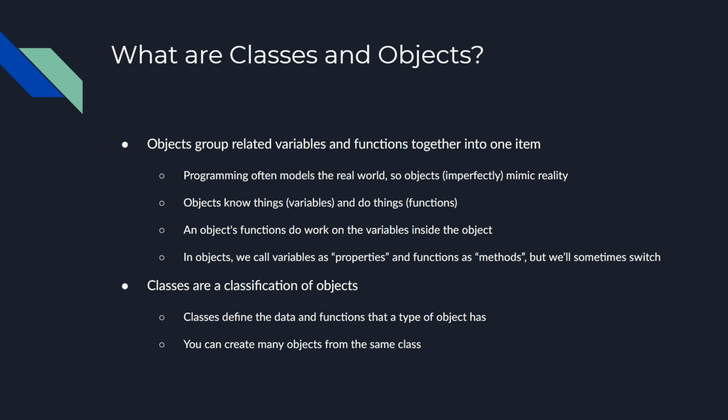And from the class, again, like the blueprint, you can create many objects from the same class. Okay, so if I have a building class, I can create many building objects based on that class. So far, so good?